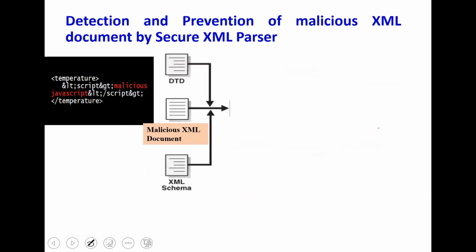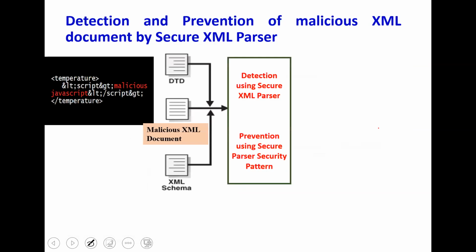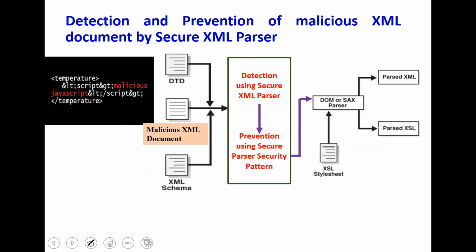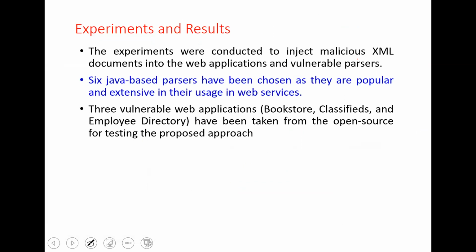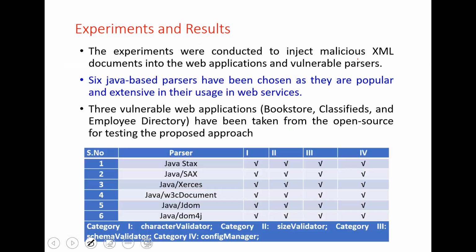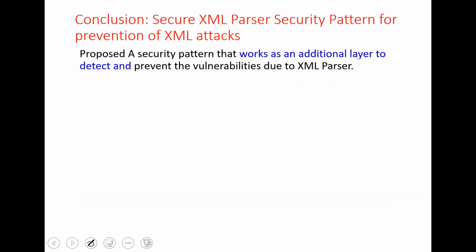This is an example of how we tested our approach. The malicious payload is injected into the XML document. It is detected as malicious or non-malicious by our approach and is prevented. Only the validated documents are fed to the existing parsers. We conducted experiments on six Java-based parsers and three vulnerable open source web applications, and we found that our proposed approach prevents the malicious documents.